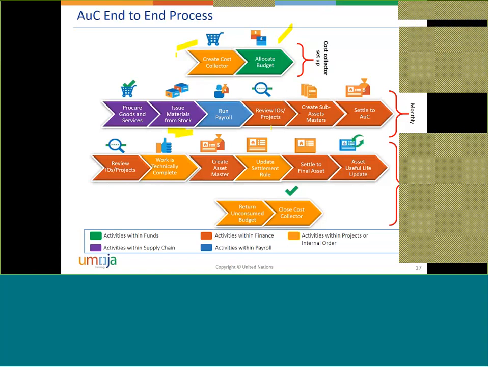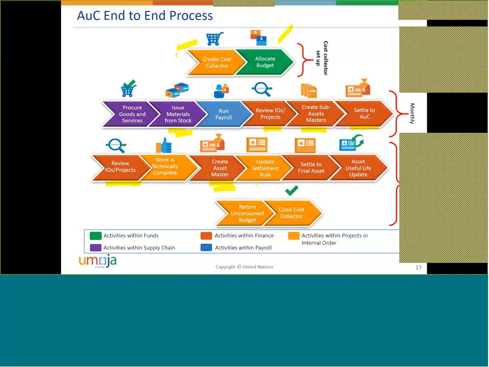So these steps here, review project, create a sub-asset master with another T code, and settling to the AuC are done by FA16, so it's finance. Review of the IO project is finance. Orange is again in project, so whenever it's in project, engineering section is going to be involved. So work technically complete should be done by engineering section. Create asset master is the final asset. Remember, this is the final asset. This is done by FA15. It will not be strictly finance, but in SAP it is the finance module.